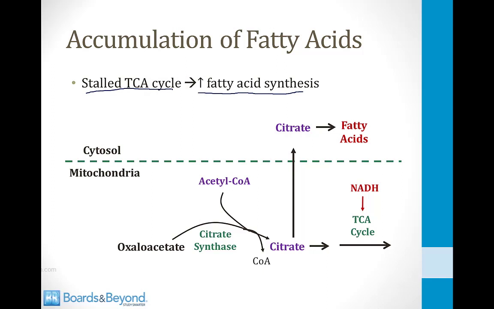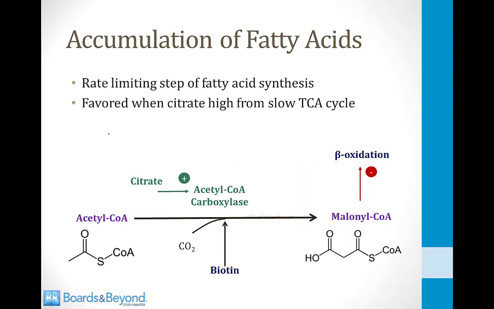On the screen here, I've shown the first step in the TCA cycle where acetyl-CoA is combined with oxaloacetate to form citrate. Normally, citrate would be further metabolized by the TCA cycle, but this cannot occur in alcoholics because the TCA cycle is stalled from high levels of NADH. As a result, citrate will be shuttled into the cytosol, and in the cytosol, it is used to synthesize fatty acids. Shown on the slide here is the rate-limiting step of fatty acid synthesis, where acetyl-CoA is converted into malonyl-CoA by the enzyme acetyl-CoA carboxylase.